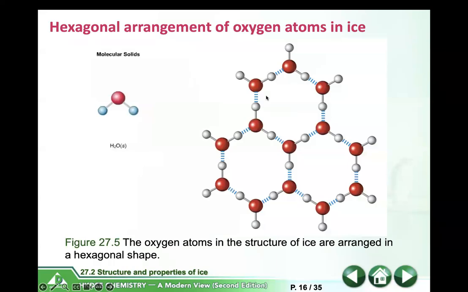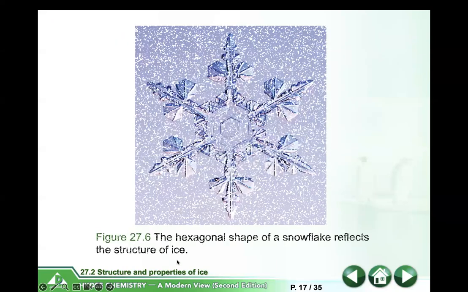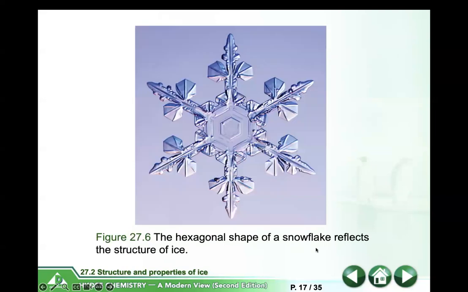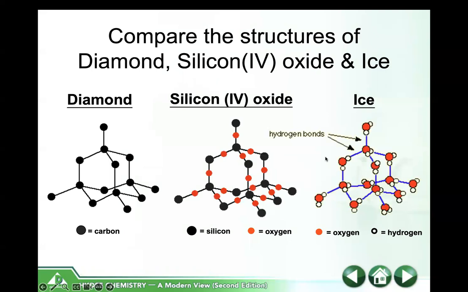So the empty space here forms a hexagon shape. That's why the hexagonal shape of a snowflake reflects the structure of ice. Compare the structures of diamond, silicon dioxide, and ice. Actually, they are very, very similar.